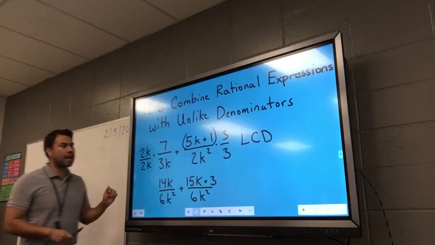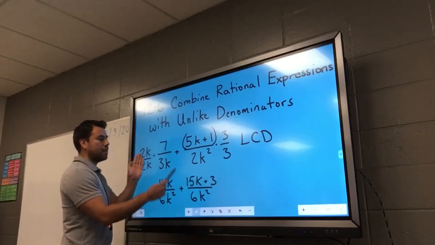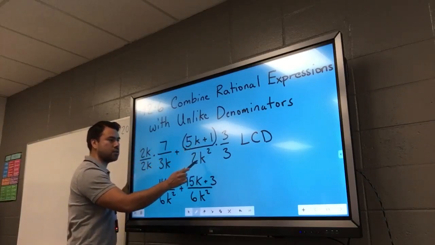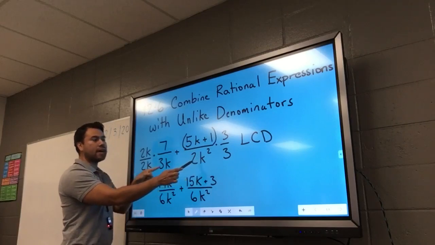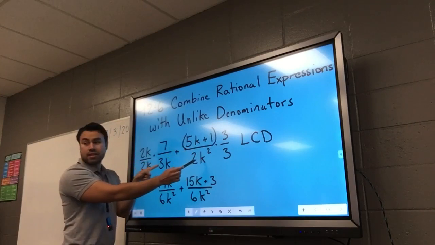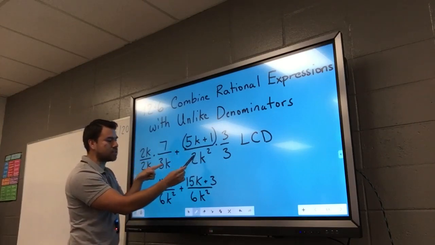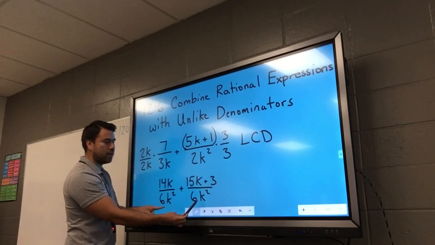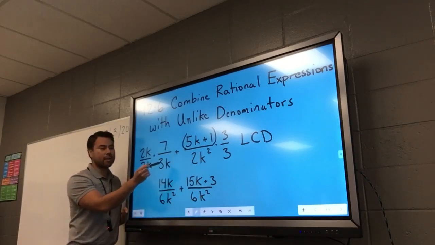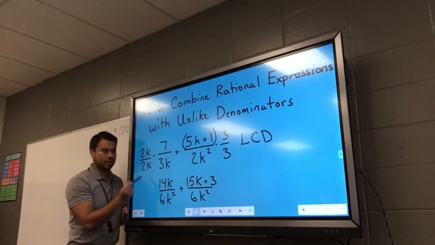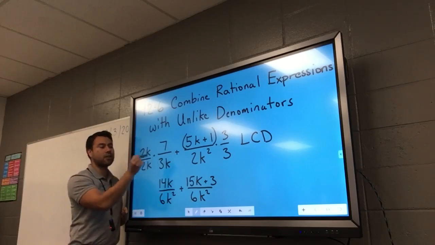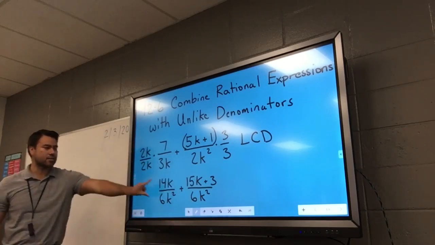Okay, just a review of what happened. The original problem was 7 over 3k plus 5k plus 1 over 2k squared. We wanted to find the LCD, which is the LCM of these two numbers. The LCD of 3k and 2k squared is 6k squared. Then I have to ask myself the question, what do I multiply 3k by to get 6k squared? Magic number, 2k. So I multiply the numerator and denominator by 2k, and then I get this new numerator.